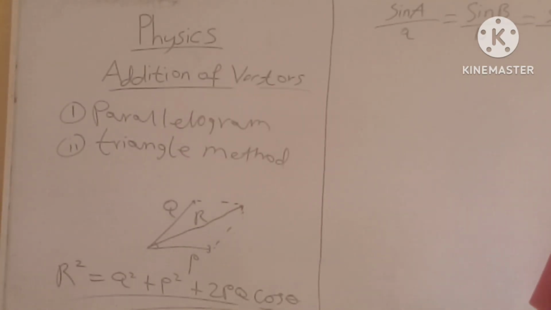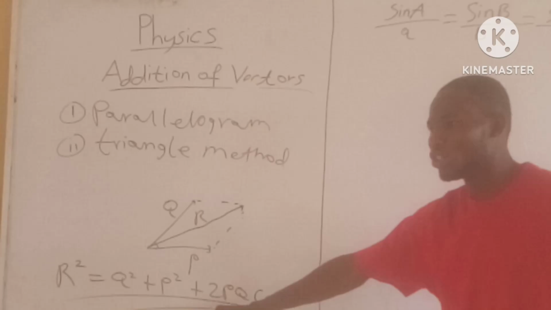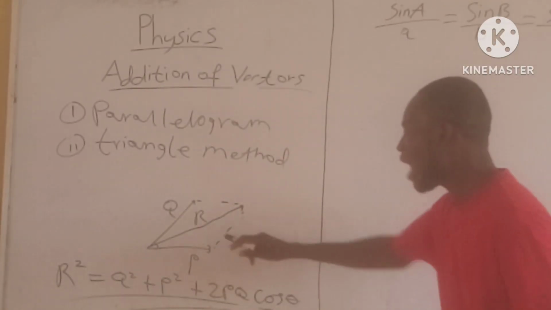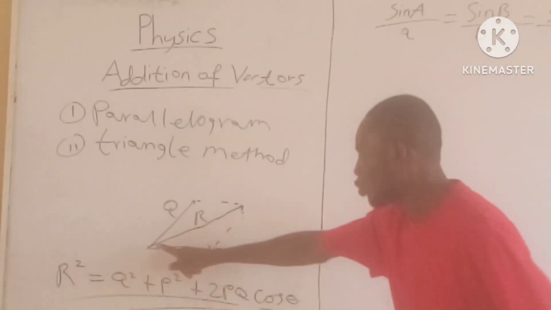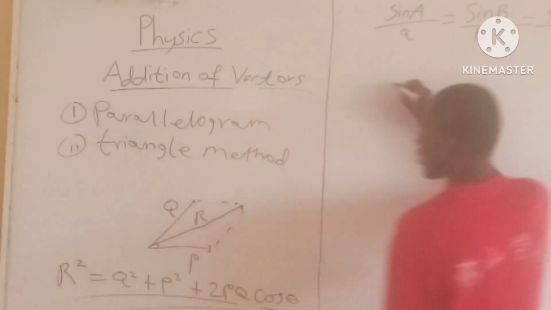In my next class, I'll show you how we solve that, getting the magnitude and the direction. If you want to get the magnitude, use the formula. If you want to get the direction, you use this sine rule. Now let me show you what I mean by using this sine rule. You bring out this triangle from this, and you have something like this.